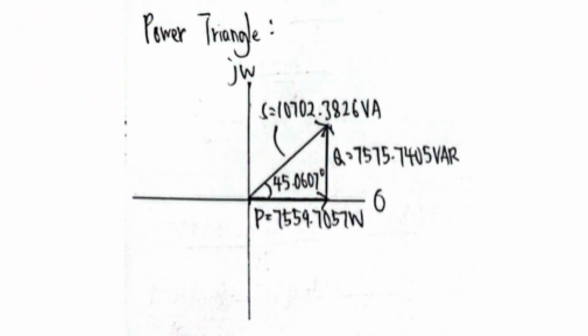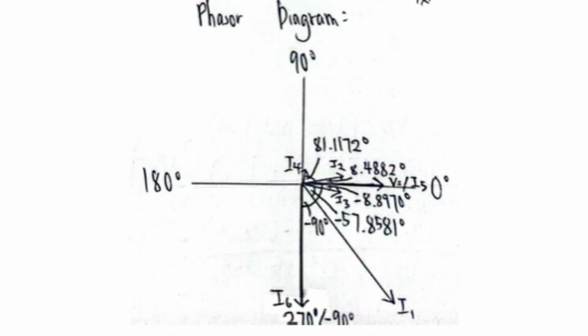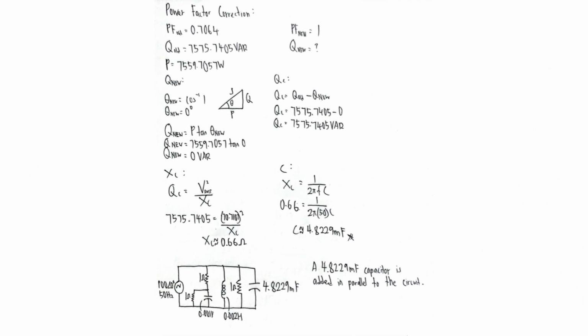So this is the power triangle diagram, and this is the phasor diagram. Next is to apply a suitable power factor correction to improve the overall power factor. We want to find a new reactive power, so we need to use the reactive power formula, and that is real power multiplied by tangent of the angle. The angle value is equal to 0 because inverse cosine of the new power factor, which is 1, will be equal to 0 degrees.